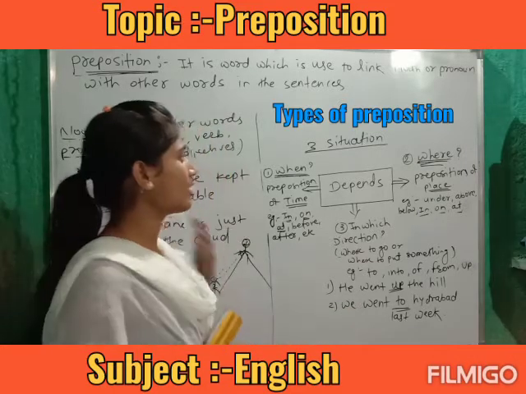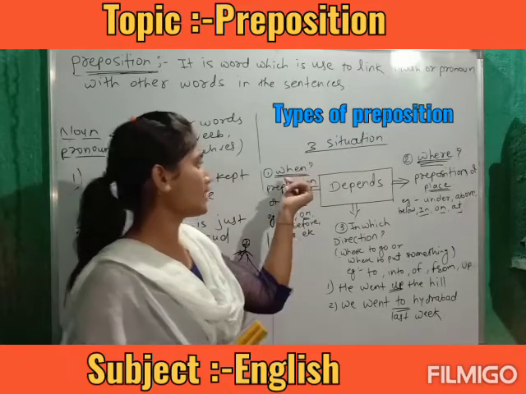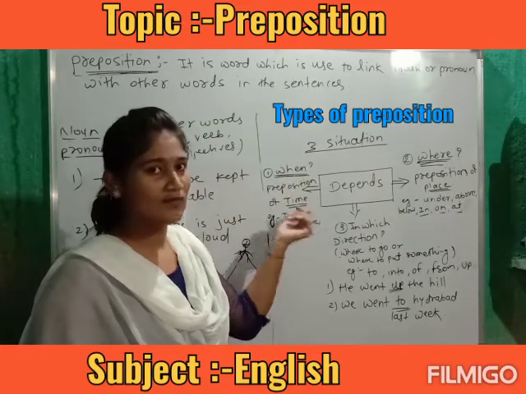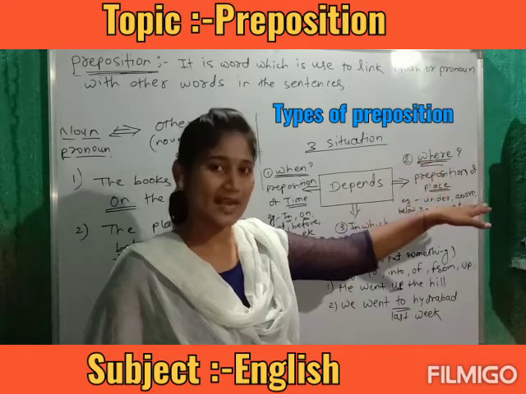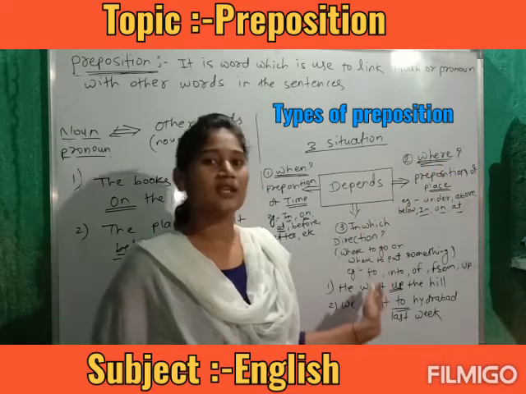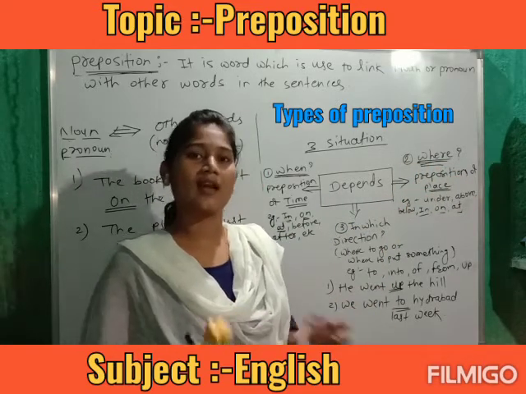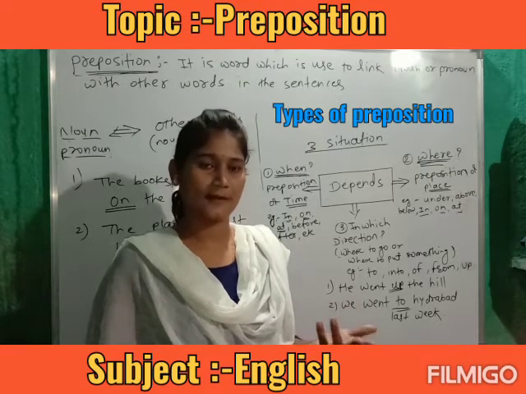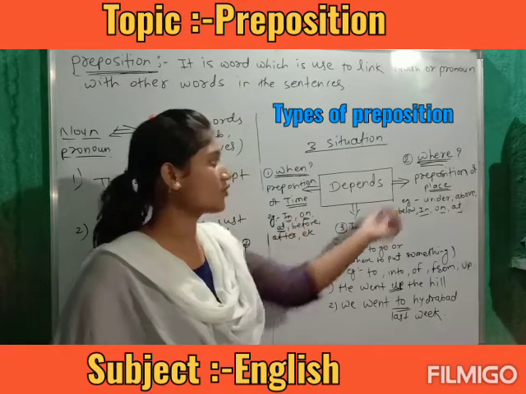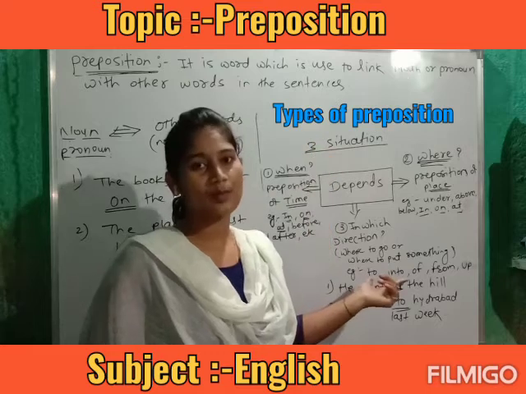Depending on three situations, it has three kinds of preposition. What are these three kinds of preposition? First one is when, means preposition of time. Then second is the where, preposition of place or placement. And third one is preposition of direction. Means where the things are, where the event is going to happen or occurred. Like this, there are three situations, and that's why three types of preposition.